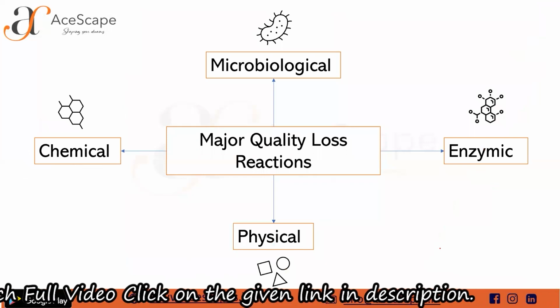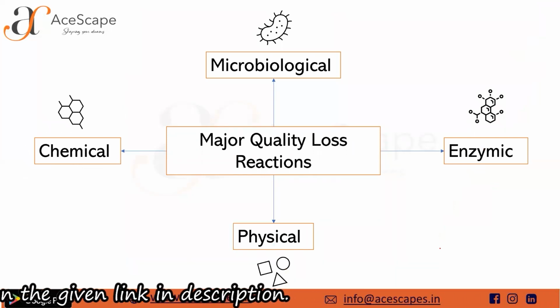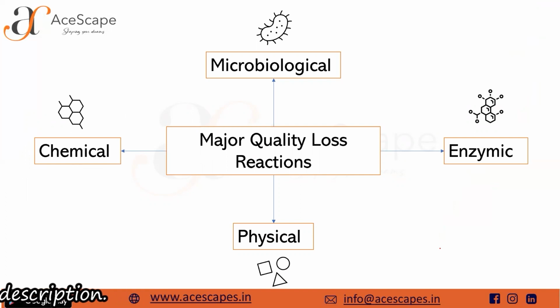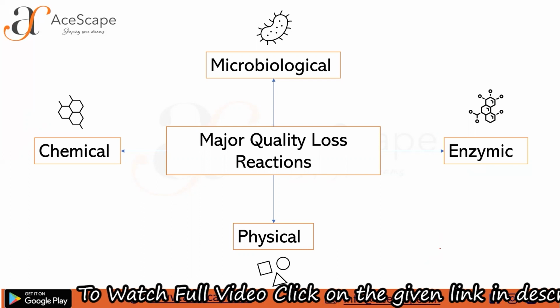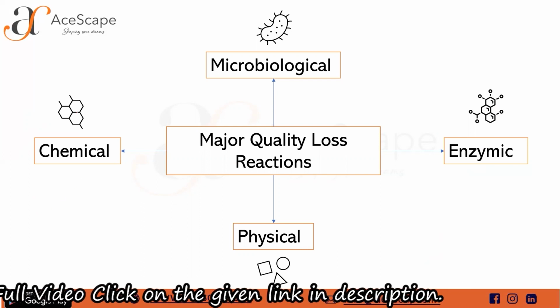Now, what are the major possible reasons of quality loss? So there are four reasons: chemical, physical, enzymatic, and microbial. Let's understand first what are the components of any food. Food is made up of what? First of all, water may be there, right?